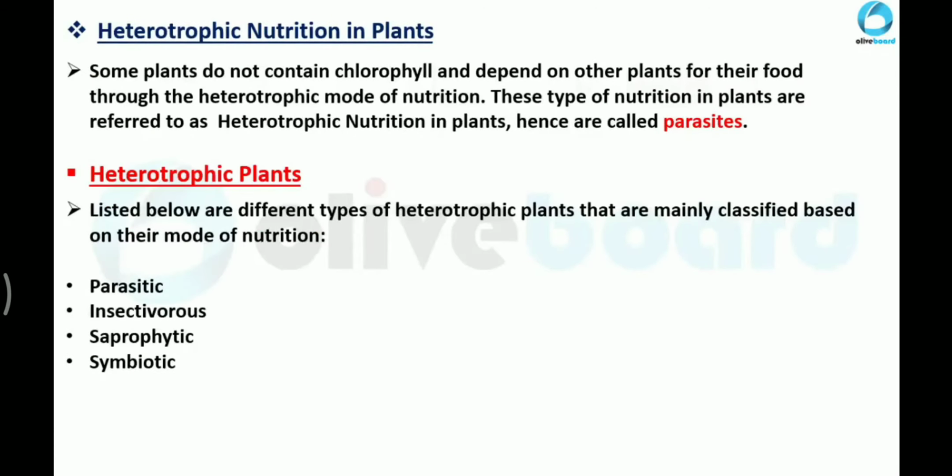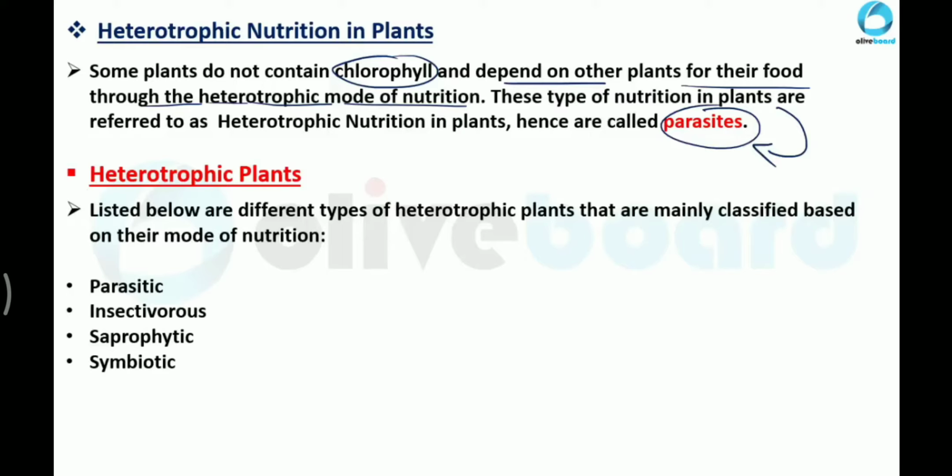Now, heterotrophic nutrition in plants. Some plants do not contain chlorophyll, the green pigment, and depend on other plants for their food through the heterotrophic mode of nutrition, which means they require some external substance or external factors to meet their nutritional requirements. This type of nutrition in plants is referred to as heterotrophic nutrition, and these plants are called parasites.